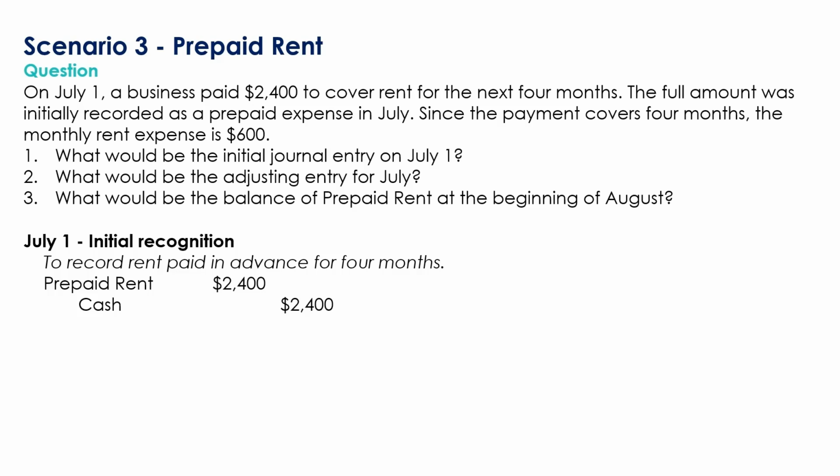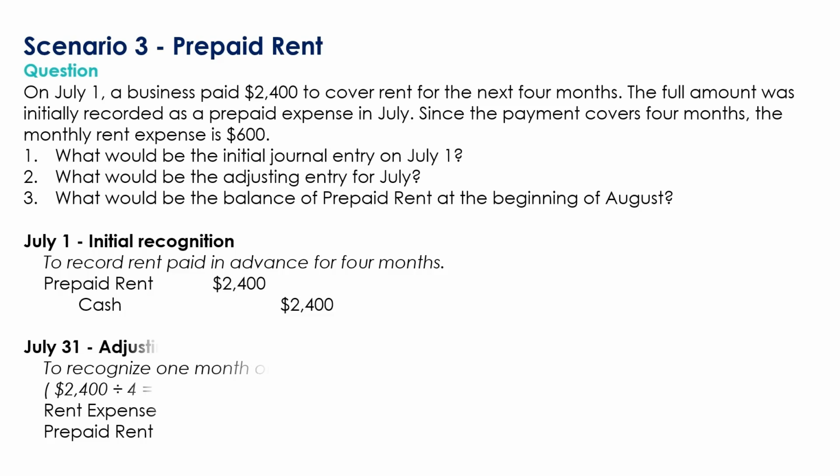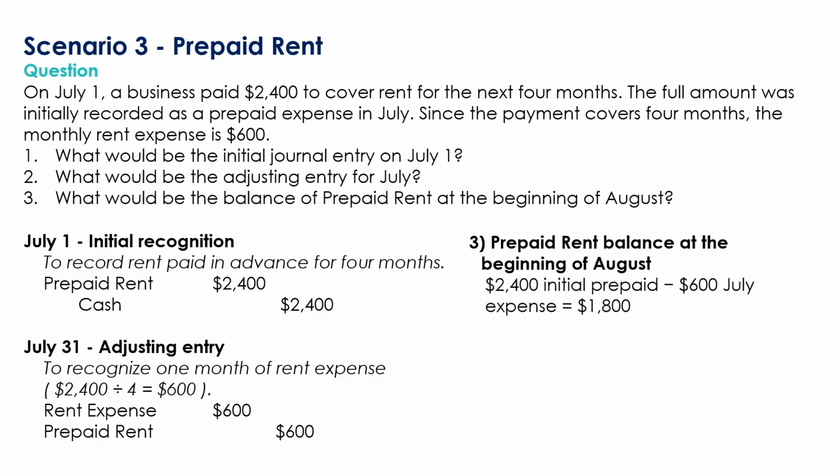As July comes to an end, 1 month of that rent has now been used. That portion should no longer sit as an asset. It becomes an expense. So we adjust the books, debit rent expense for $600 and credit prepaid rent for the same amount. After posting this adjustment, the prepaid rent account shows a balance of $1,800, and that balance represents the remaining 3 months, August, September, and October. That will be expensed as time goes by.